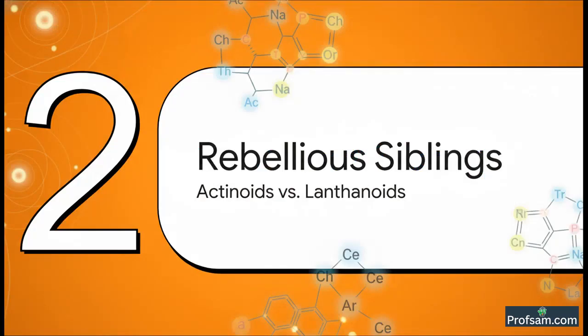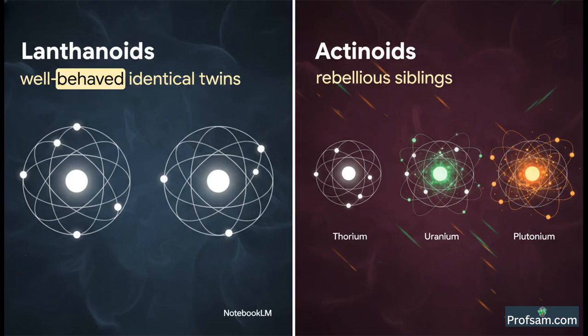Okay, so to really understand the actinoids properly, it's very useful to compare them with their neighbors in the F block, the lanthanoids. This comparison is going to show us just how unique and different the actinoids truly are. Here's a good way to think about the difference. Imagine the lanthanoids are like very well-behaved identical twins. Chemically, they are almost the same. But the actinoids are like the rebellious siblings in the family. Each one has its own distinct chemical personality, and each one breaks the rules in a different way. Thorium, for instance, is quite different from uranium, and uranium is very different from plutonium.